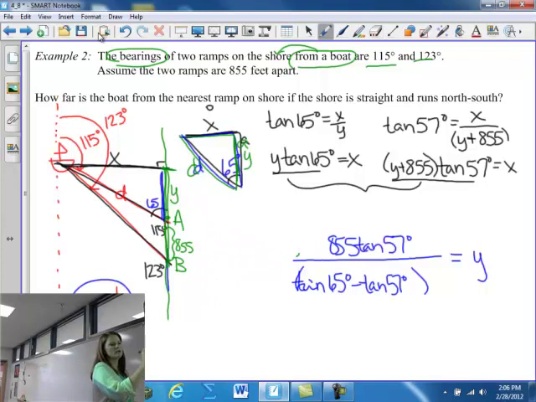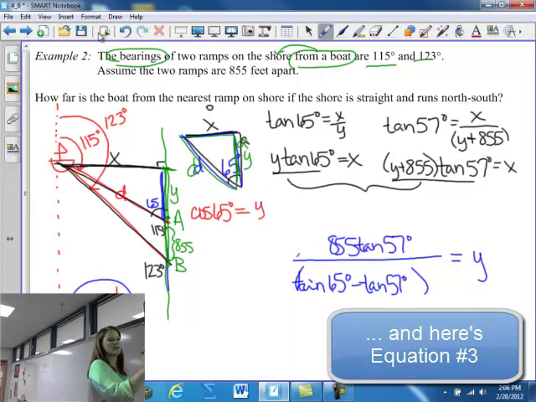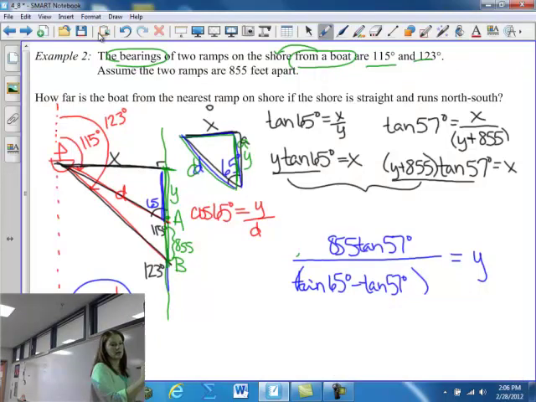So if I do the cosine now of 65, that's going to be adjacent, which was y, over d. And if I want to solve that for d, d would just be y divided by cosine of 65 degrees. Should we pull our calculator out and show them how to do all this? Sure. Remember, our y is going to be all of that.